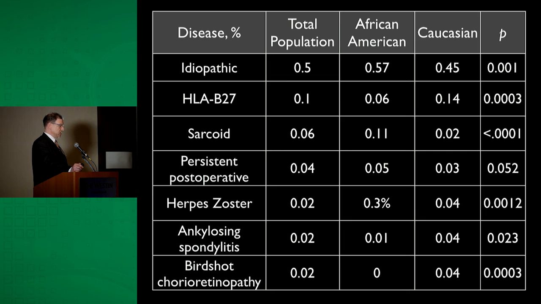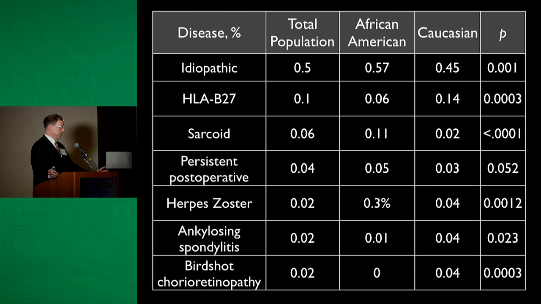Persistent postoperative disease, this is right on the verge of statistical significance, but you can see that African Americans are more likely to have persistent post-op disease, and this is mostly post-cataract surgery, although there are some post-TRAB patients in here as well. Herpes zoster, there was a difference with, excuse me, Caucasians having more, 4% versus 0.3%, which that graphic's a little confusing.